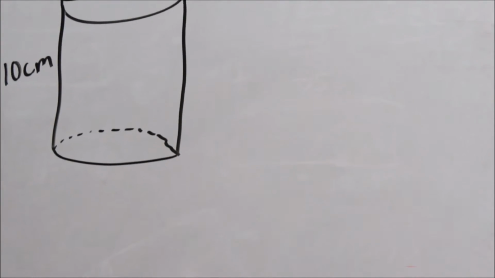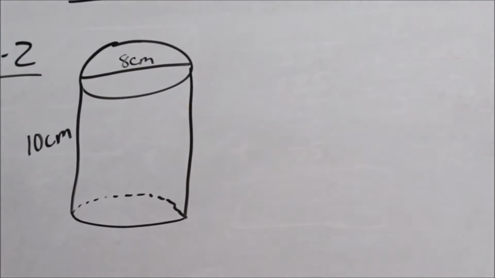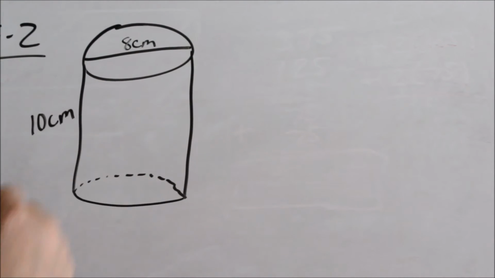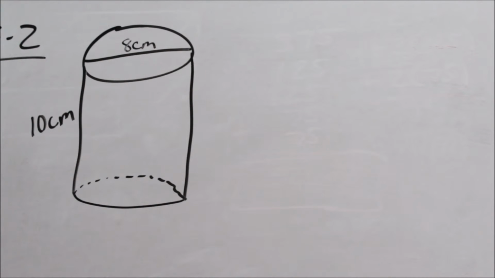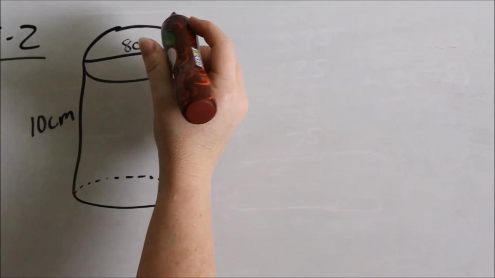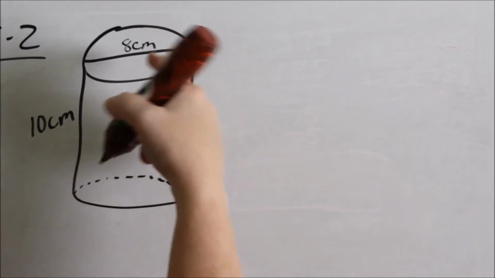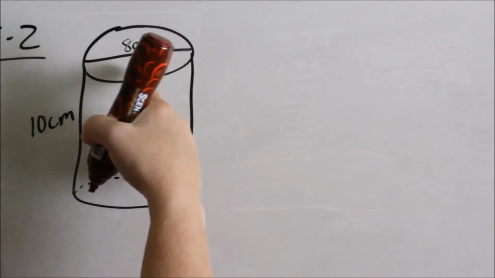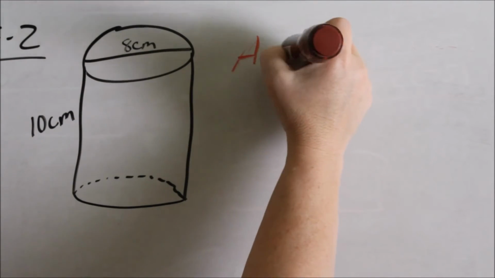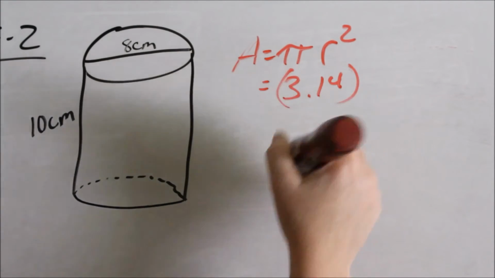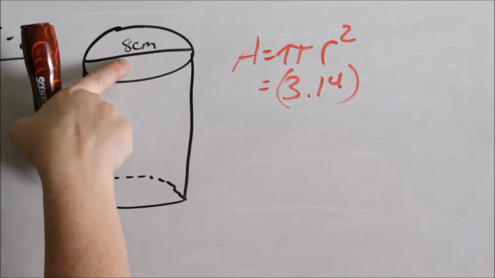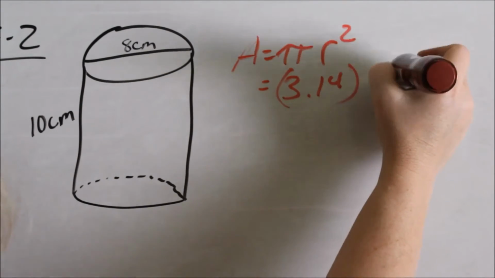Okay, so let's look at the problem that we're looking at now. I might bring my vegetable can out here in just a minute. Right here we have the cylinder. Watch, because we've been given the diameter of 8 centimeters. If the diameter is 8 centimeters, then we know the radius is 4. So we need to find the area of the two circles first. Area of a circle, pi r squared. We're going to use 3.14 for pi, and 4 for the radius.